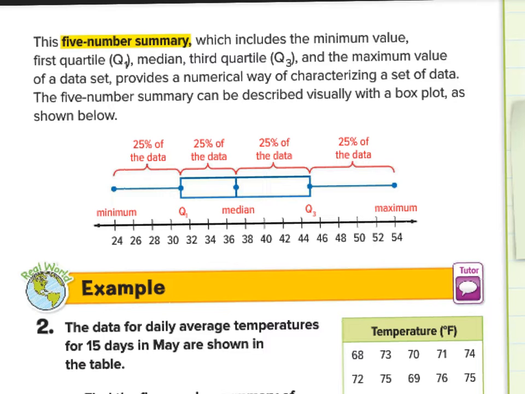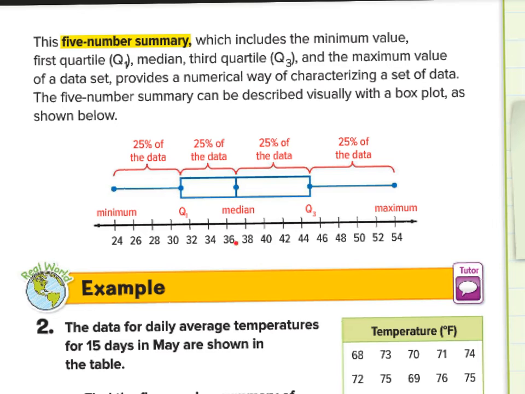When we break data down into sections like that, we call it the 5-number summary. It includes the minimum value, the first quartile, the median, the third quartile, and the maximum value of a data set. It provides a numerical way of characterizing a set of data. The 5-number summary can be described visually with a box plot as shown below.